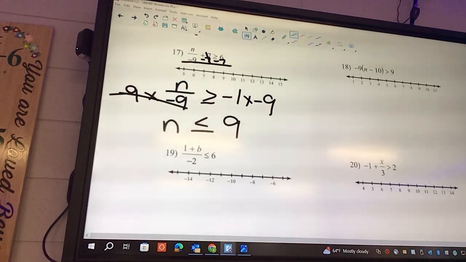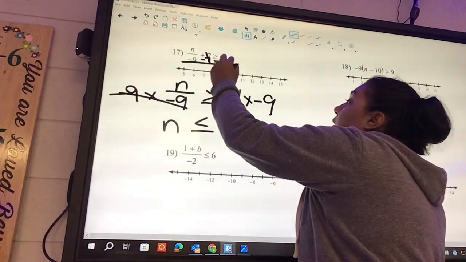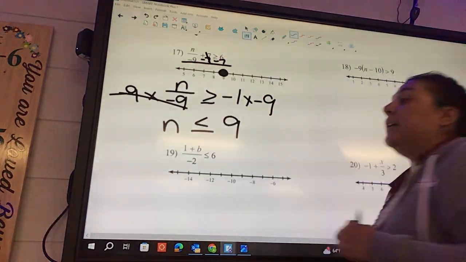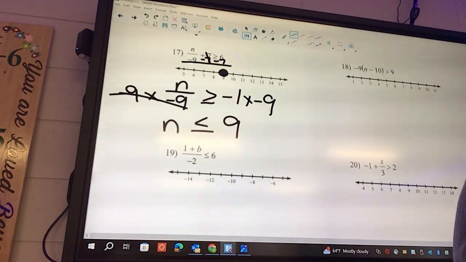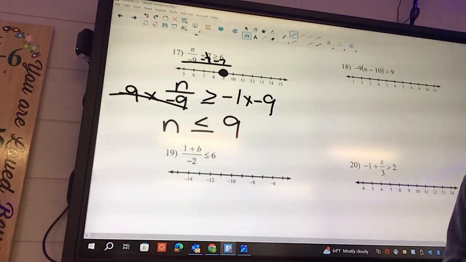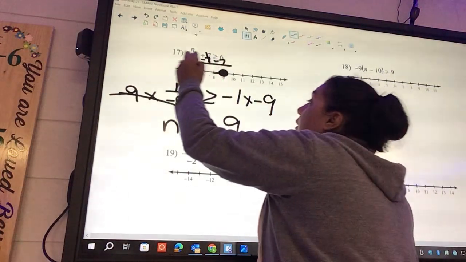Okay, on the 9, is that gonna be open or closed? Closed. Which way is the alligator eating? Right. He's eating the number, so is that gonna be bigger or smaller? Smaller, so we're gonna go this way.